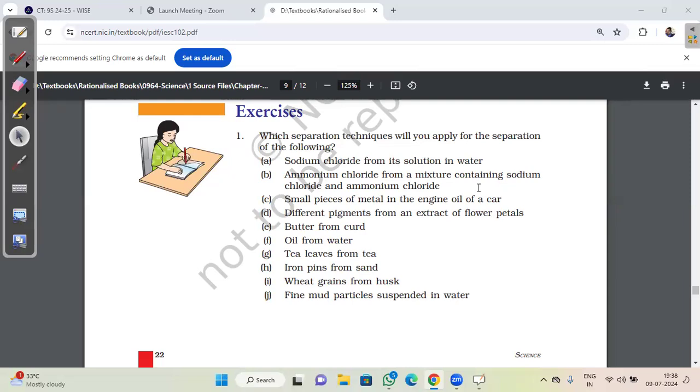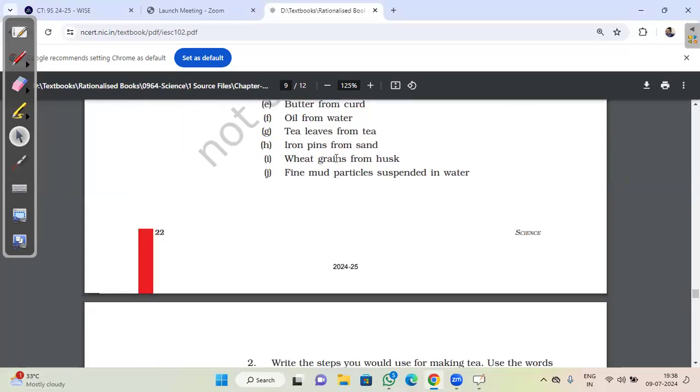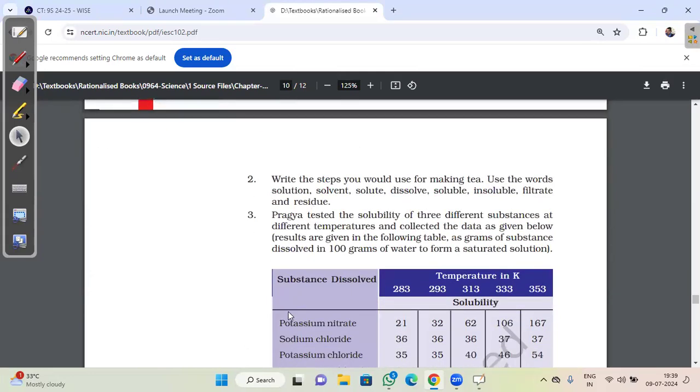Wheat grains from husk. Winnowing method. Fine mud particles suspended in water. Sedimentation. You can use sedimentation or you can also use filtration. Both the methods will work. But if the particles are fine, we should go for the sedimentation process.